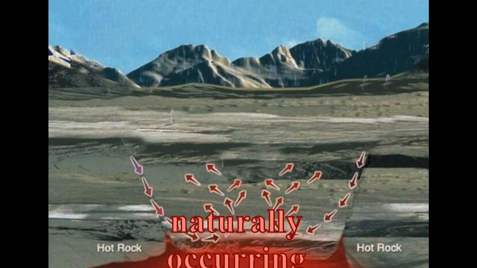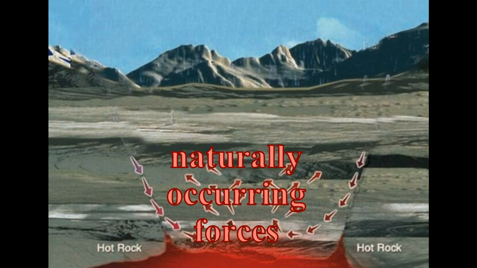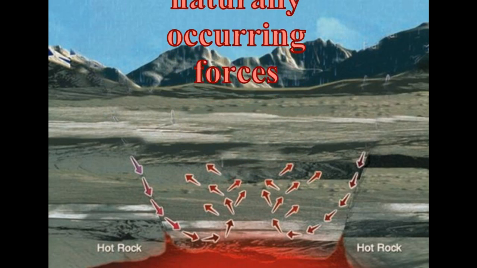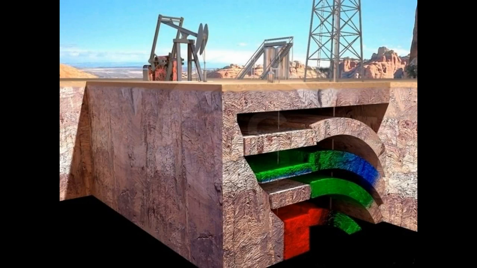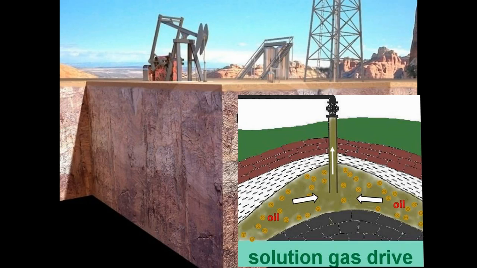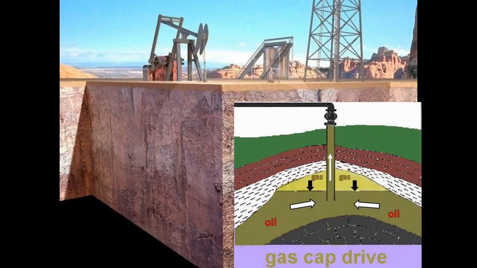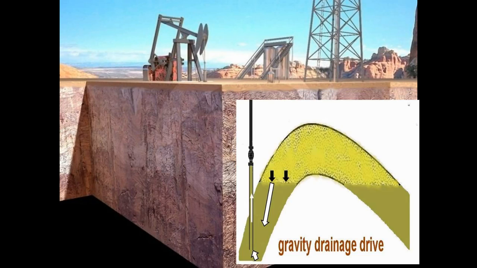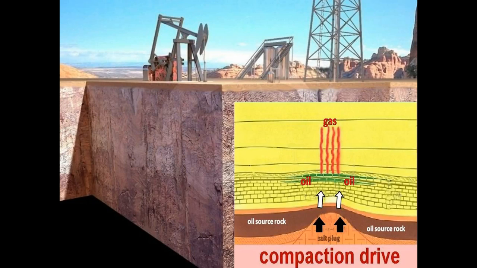In either primary or EOR recovery drives, a source of energy is required to push the oil to the surface. In primary recovery, the energy is supplied by naturally occurring forces that come from within the earth and are referred to as natural energy. There are 5 major sources of natural energy. They are solution gas drive, water drive, gas cap drive, gravity drainage, and compaction drive.